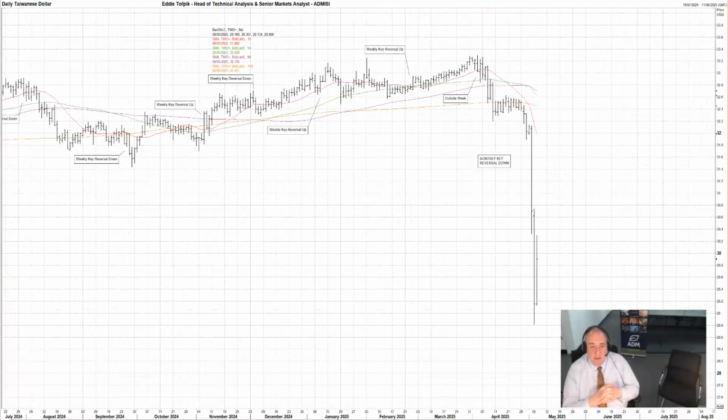Finally, in US dollar Taiwanese dollar, we do not have the same pairing of patterns. Rather, we saw a monthly key reversal down in April, but last week did not even have the chance to form a weekly key reversal down as prices plummeted, losing, as at close of business yesterday compared to the close of business of April, something close to 9% in only a few days. Needless to say, all these three FX pairs have had impressive follow-on moves lower this week.